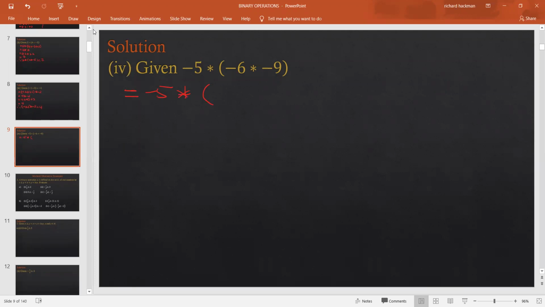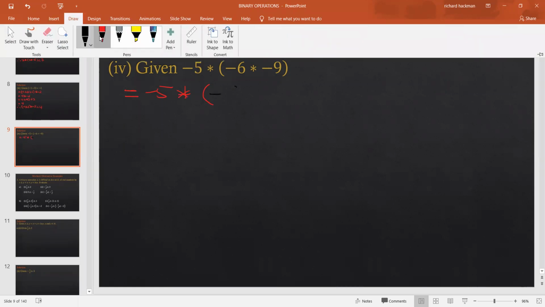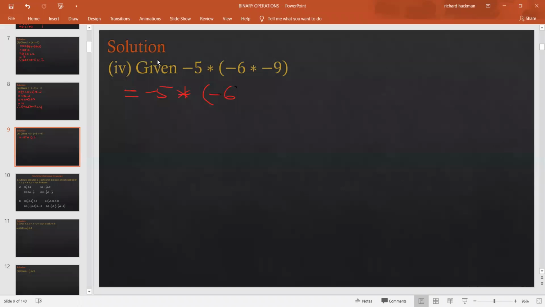So in that case, our A is -6, plus B, which is -9, then plus 2. Is that clear? And I've told you in your subject, you can put it in brackets. So this gives us -5 star.